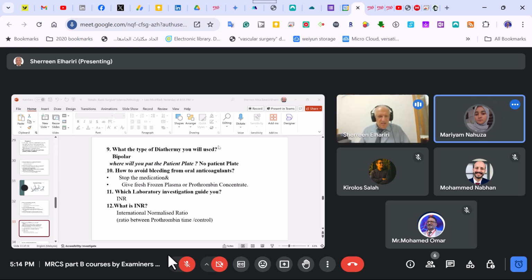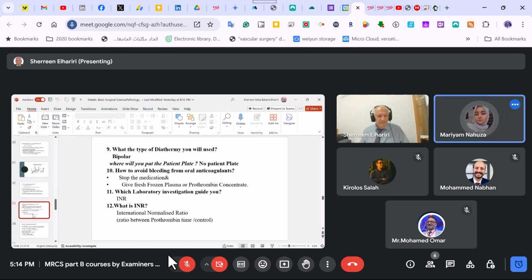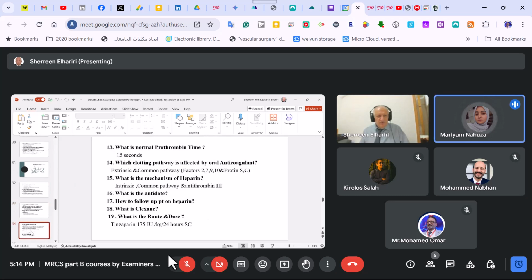INR. What does INR mean? International normalized ratio. It is a ratio between what? The prothrombin time of the patient and the control. What is the normal prothrombin time? So it has to be less than 1.5, I think. No, it is 15. 15 what? Okay. 15 seconds. 15 seconds. Okay, sorry. 15 seconds. Okay. All right.